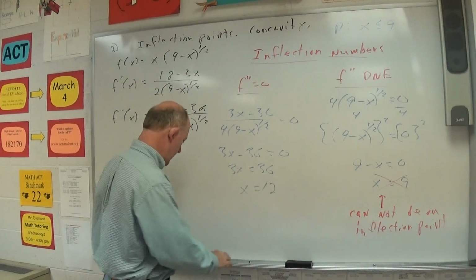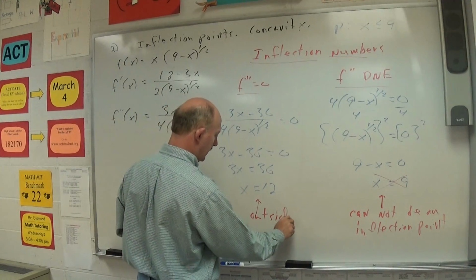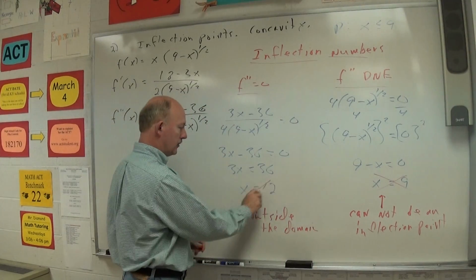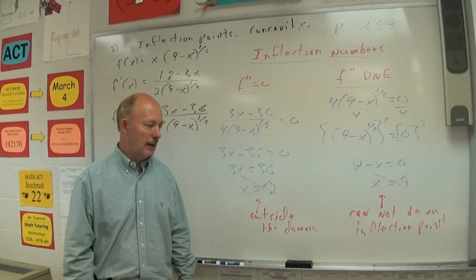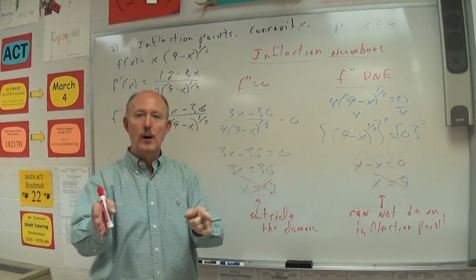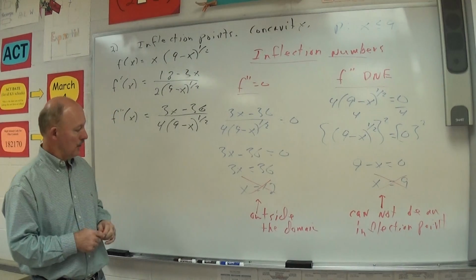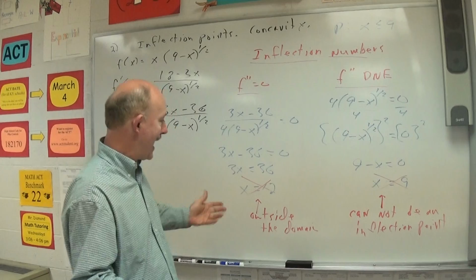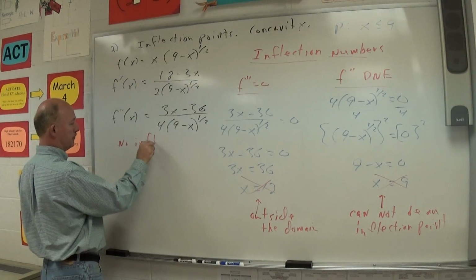It's outside the domain of the original function. So x equal 12 cannot be an inflection point either. If you don't check the domain at the beginning of the problem, you're going to assume that 12 is an inflection point, and it's not. So what does this tell us now? Neither 12 nor 9 can be inflection points. So immediately we have no inflection points.